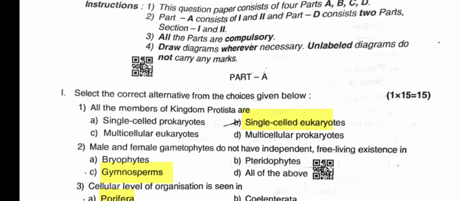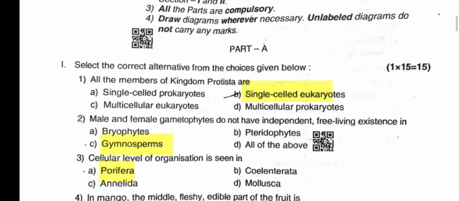Question 2. Male and female gametophytes do not have independent free-living existence in: option A, bryophytes; option B, pteridophytes; option C, gymnosperms; option D, all of the above. The right answer is option C.